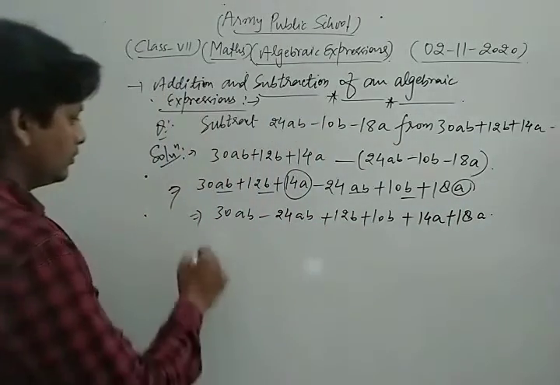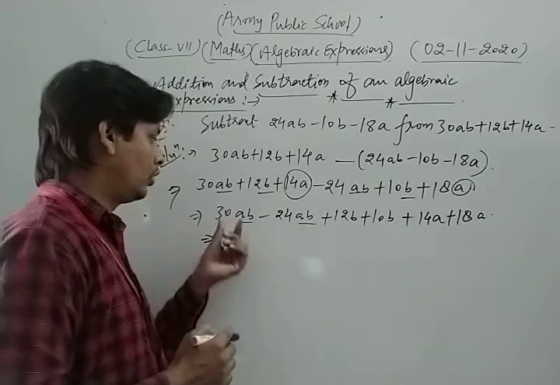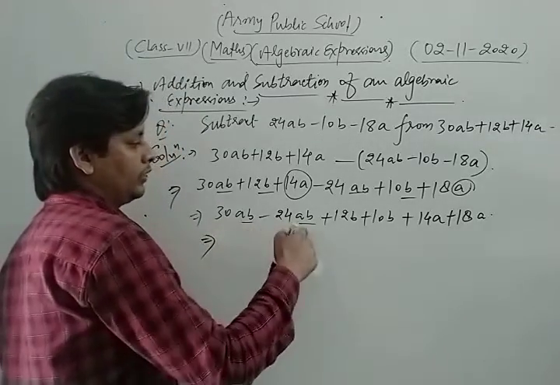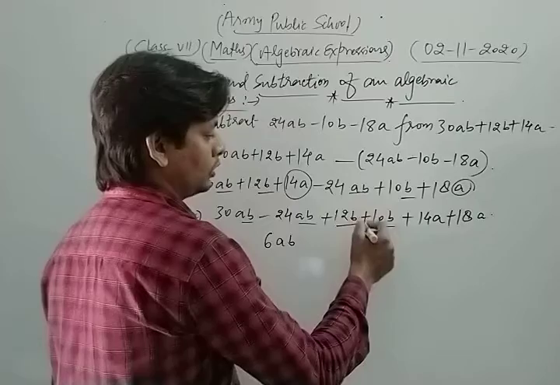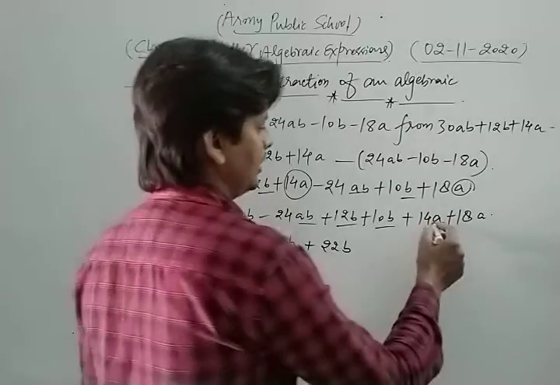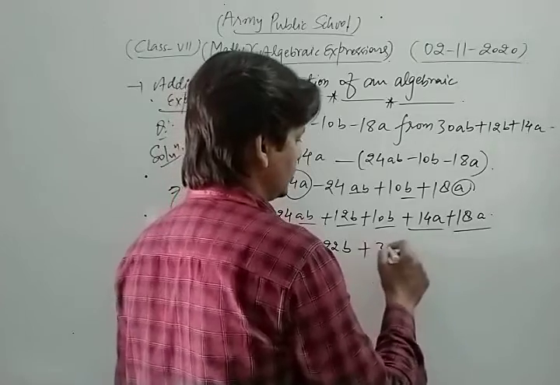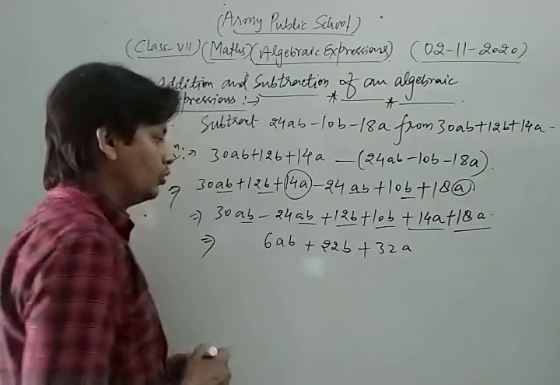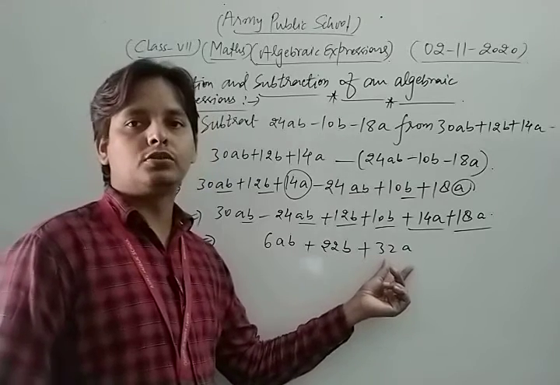Listen now. These are like terms, so 30ab minus 24ab gives 6ab. Now 12b plus 10b gives 22b. And 14a plus 18a gives 32a. So now we have 6ab plus 22b plus 32a.